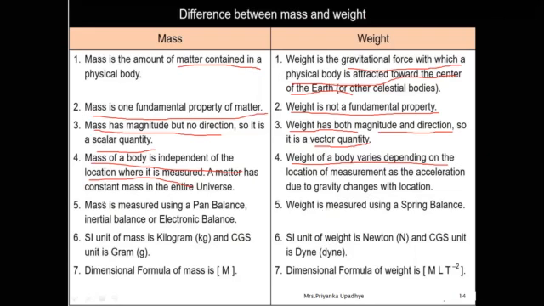Mass is measured using a pan balance, inertial balance, or electronic balance, and weight is measured using a spring balance. The SI unit of mass is kilogram, and the CGS unit of mass is gram. The SI unit of weight is Newton because it is a force, and the CGS unit of weight is dyne. The dimensional formula is not in the syllabus, so we will skip this one. So this is about the differences between mass and weight.